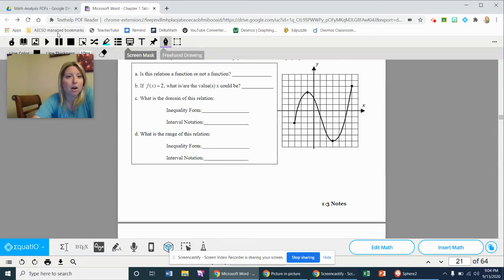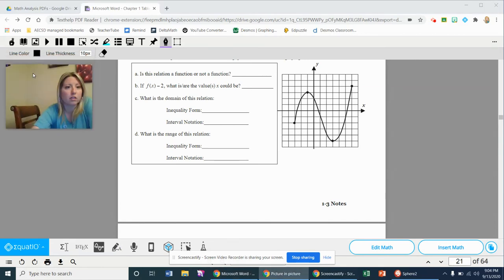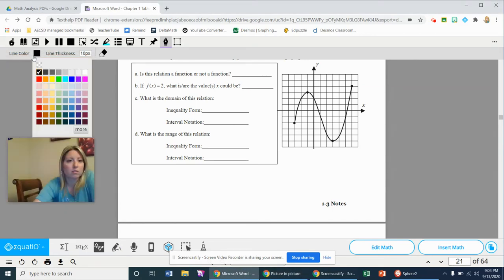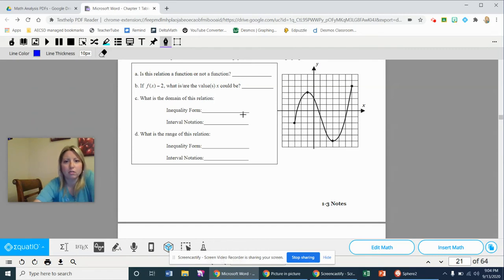Let me be smart about how I do it this time and do a different line color. What color line do we want? Red. No, I'm a blue person. Blue fan. Okay. Well, that's not the blue I would have chosen, but that's all right. Works. If f of x equals 2, that means the output is 2.